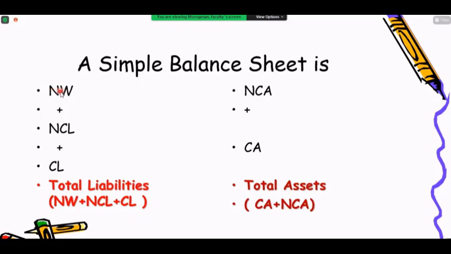In net worth, you understand, that is owned funds plus reserves and retained profits. NCL means term loan and long-term provisions, like pension provision, provident fund provision, and even DTL, that is deferred tax liabilities, and any term loan from the banking system or any other financial institution. These are called NCL because they are repayable after 1 year. Why is it called CL? Because it is repayable within a year. It has to be paid within a year, so that is why it is called current liabilities.